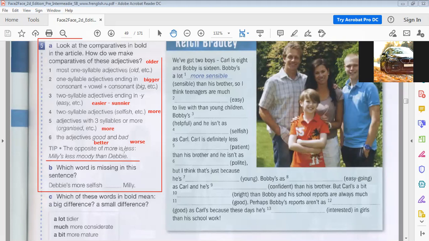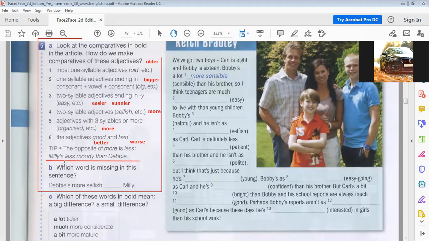Yes. So the original sentence was Debbie is more moody than Millie. Right? Isn't that what we agreed on in the story when their mother talked about them? She said Debbie is more moody than Millie. But we can also say Millie is less moody than Debbie. All right, so less is the opposite of more. We can use less to compare.